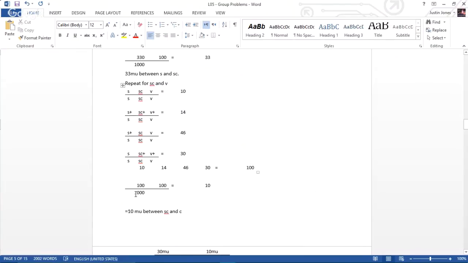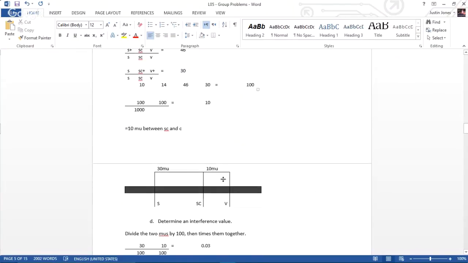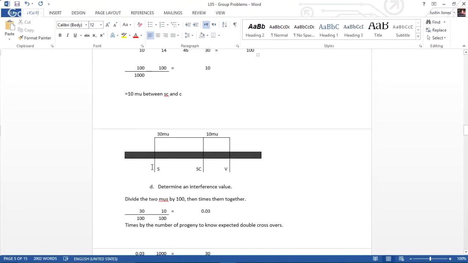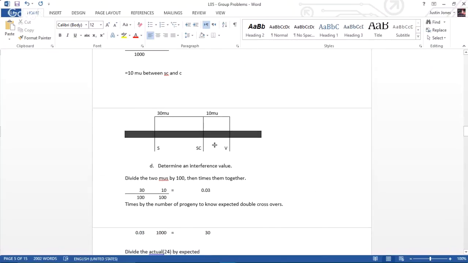100 times 100 divided by 1,000 is 10, so 10 map units. And there's my pretty map of it. I haven't made it proportional, as you can see. So that's 30 and that's 10. It may not be super accurate, but there we go.